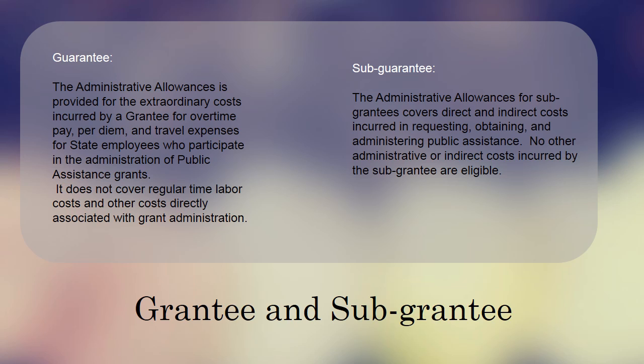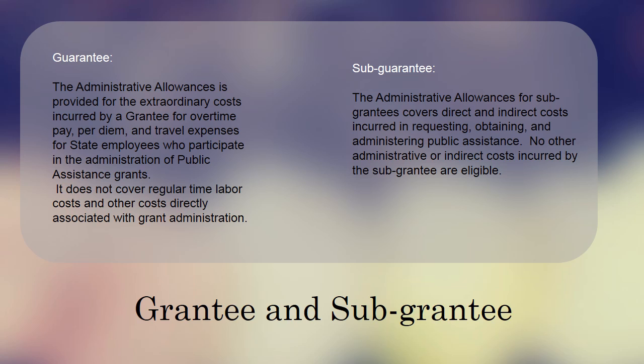Here, for FEMA's PA program, the Stafford Act stipulated that each grant recipient be provided an allowance to meet the cost of administering the grant. The allowance is calculated differently for grantee and subgrantee and covers different costs for each.